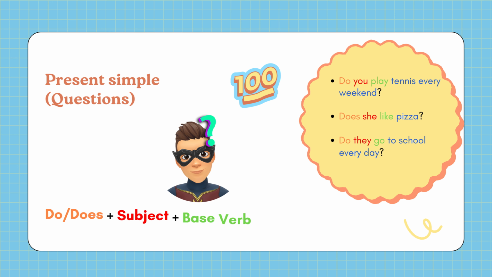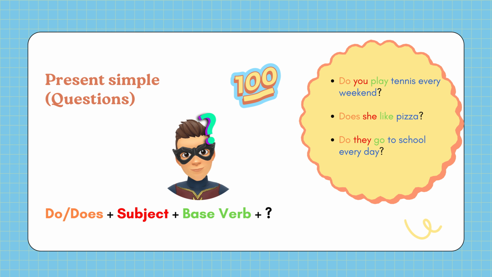Let's talk about forming questions in the present simple tense. We use do or does at the start, followed by the subject and base verb. For example, do you play tennis, or does she like pizza? Use do with I, you, we, and they, and does with he, she, and it. This structure helps you ask clear, correct questions in everyday English. Let's practice a few together.